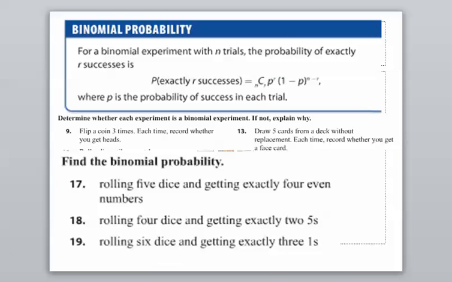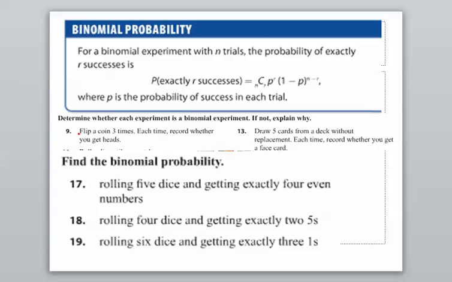Okay? So let's look at some binomial probabilities here real quickly. For a binomial experiment with n trials, the probability of getting exactly r successes is nCr times p to the r times (1 minus p) to the n minus r. So let's try and do a couple of these.